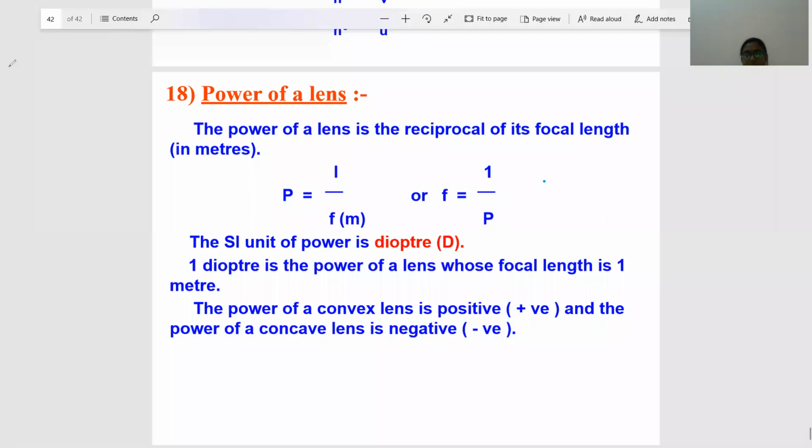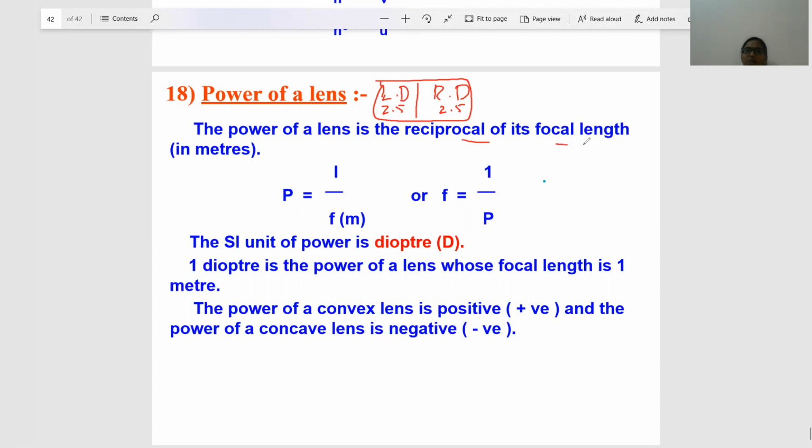In this chapter, the last concept but not least, they will definitely ask problems on it. What is the power of a lens? I think you wear spectacles. When you go to a spectacles shop, they will ask what is the power of your left eye and right eye. They will write LD or RD, like 2.2 or 2.5, and issue a certificate of your left eye power and right eye power. So this is the power of a lens. How do they decide? Using the diopter.